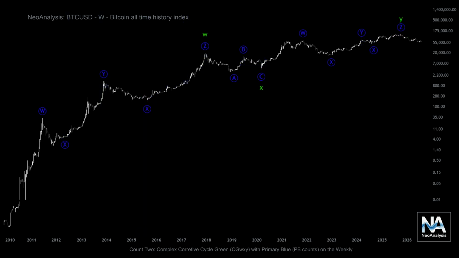Count 3, another complex corrective count. Bitcoin has printed a cycle degree WXY. Cycle W contains a primary WXYXZ. Cycle X contains a primary ABC. Cycle Y contains a primary WXYXZ.